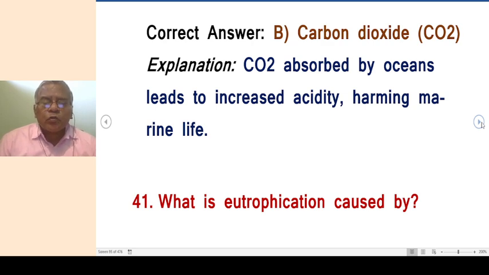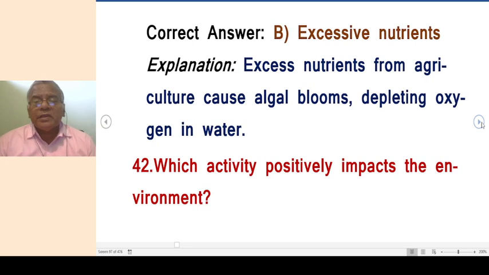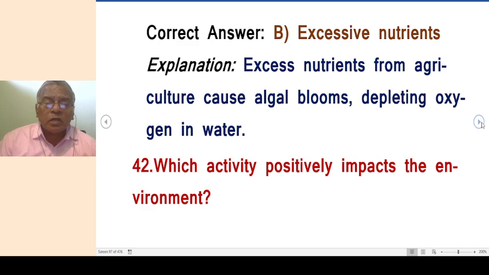What is eutrophication caused by? Among the 4, which is the right one? That is excessive nutrients like nitrogen and phosphorus. Excessive nutrients from agriculture cause algal blooms, and depleting oxygen in water.